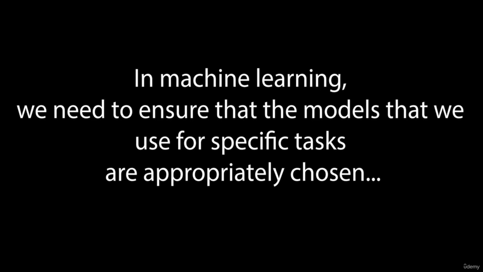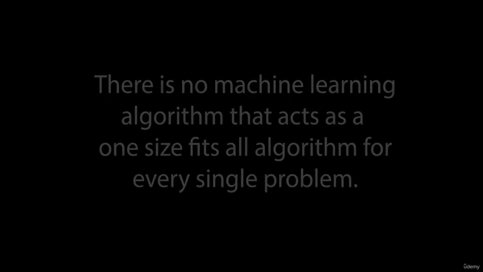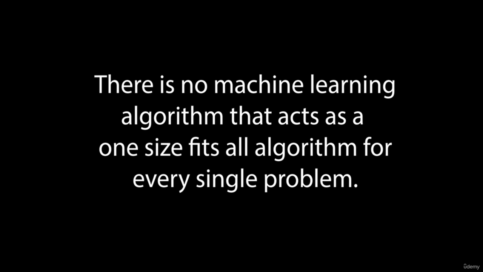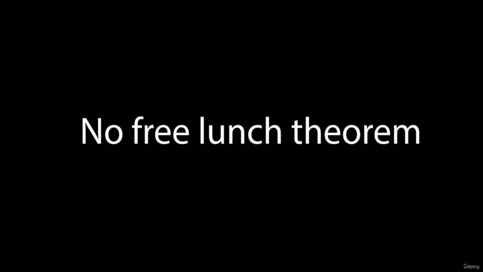In machine learning, we need to ensure that the models we use for specific tasks are appropriately chosen to provide the necessary bias-variance trade-off. Certain tasks may require models that overfit to the training data, while others require models that show a high degree of bias. There is no machine learning algorithm that acts as a one-size-fits-all algorithm for every single problem. Model algorithms need to be appropriately chosen depending on the problem they need to solve. This ties into a concept called the no-free-lunch rule, which will be covered soon.